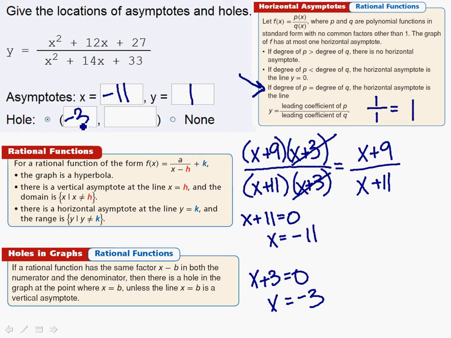In order to find the y value of that hole, we are going to plug negative 3 into our simplified expression. So negative 3 plus 9 over negative 3 plus 11, which gives us 6 in the numerator and 8 in the denominator, which can be simplified to 3 over 4, or 3/4. So the y value of our hole is at 3/4.